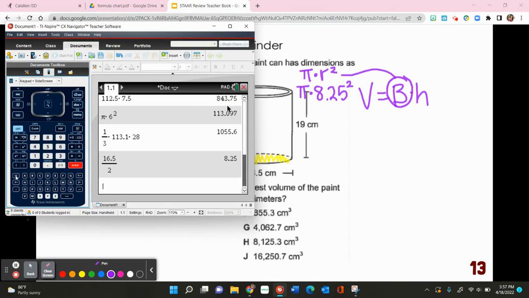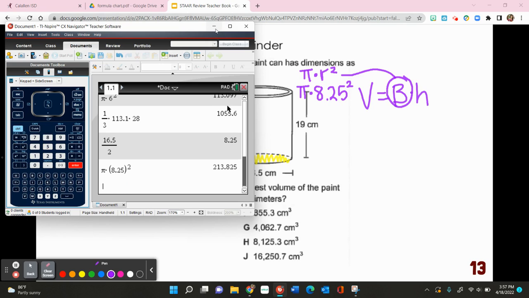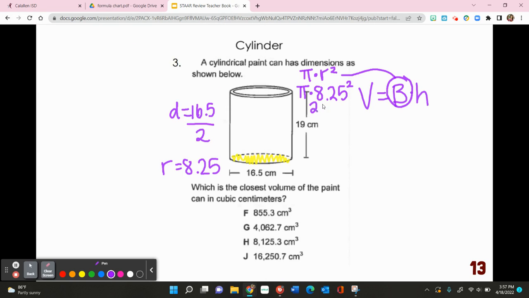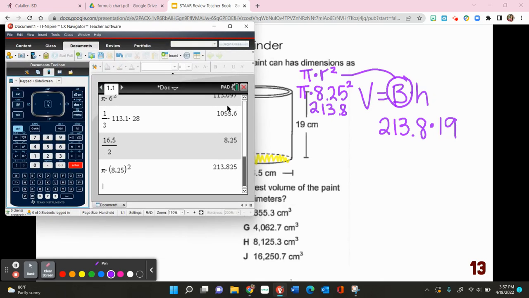So plugging that into our calculators, pi times 8.25 squared gives us 213.825, which we can just round and leave to the tenths place as 213.8. This is the area of my base. So again, the area of my base is 213.8 times the height of my cylinder, which is 19. So now we're going to type this into our calculators.